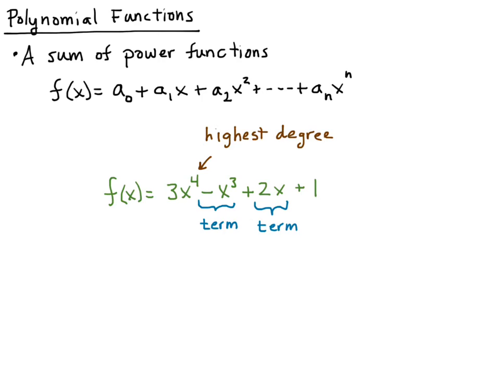Now, we look at the degree of the polynomial as the degree of the highest term. So since we have a 3x to the 4th, we call this a 4th degree polynomial. Now notice we don't have an x squared in here. And that's okay, you don't need every term. You still call the degree of the term by the highest power. So this could be just 3x to the 4th plus 1, and we'd still have a 4th degree polynomial.